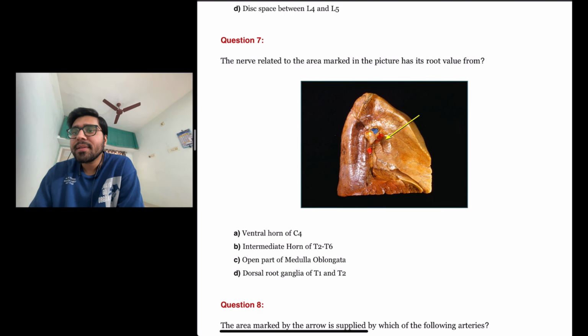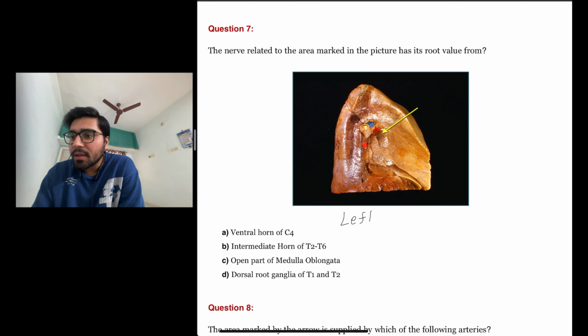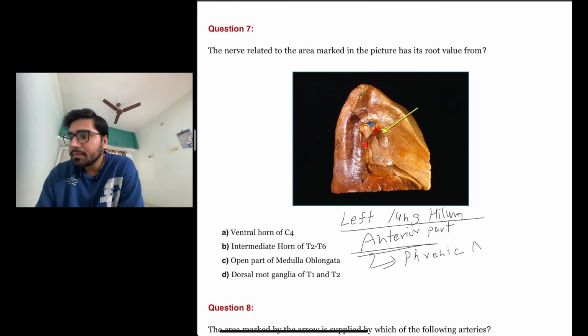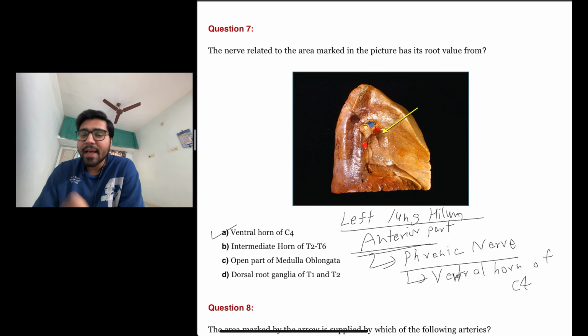The next question is the nerve related to the area marked in the picture has its root value from. The area marked in the image is left lung hilum, anterior part. The nerve passing through this is phrenic nerve. The root value of phrenic nerve is ventral horn of C4. So the answer here is A.